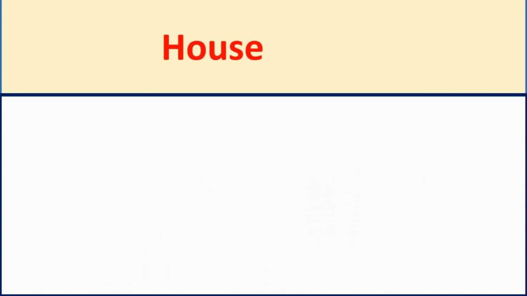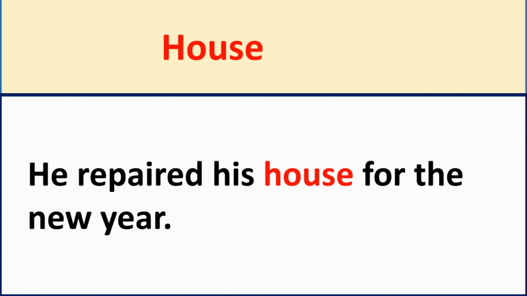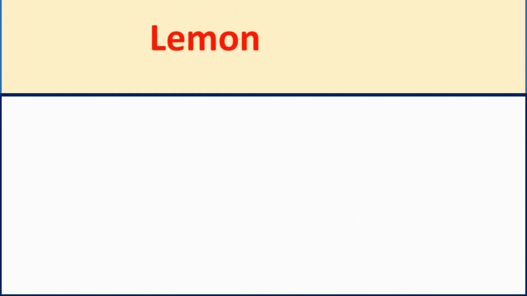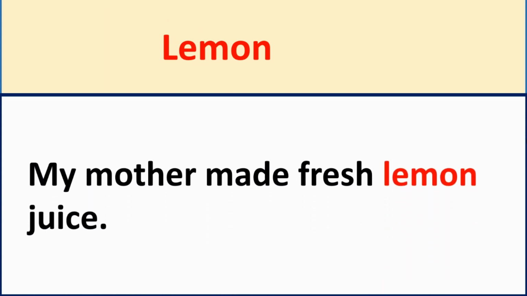House. He prepared his house for the new year. He repaired his house for the new year. Lemon. My mother made fresh lemon juice.